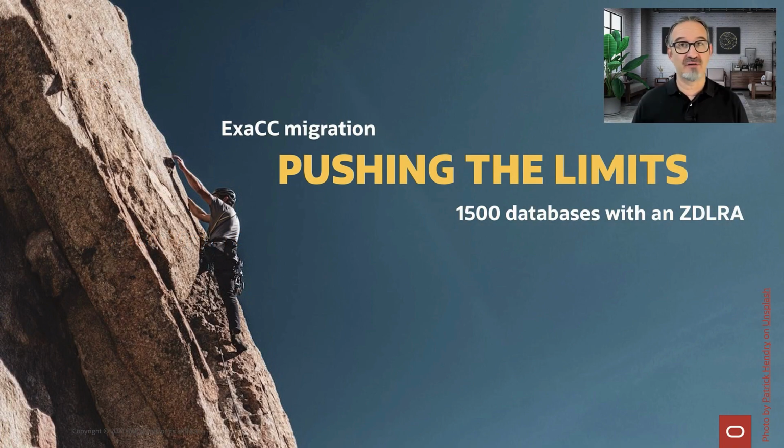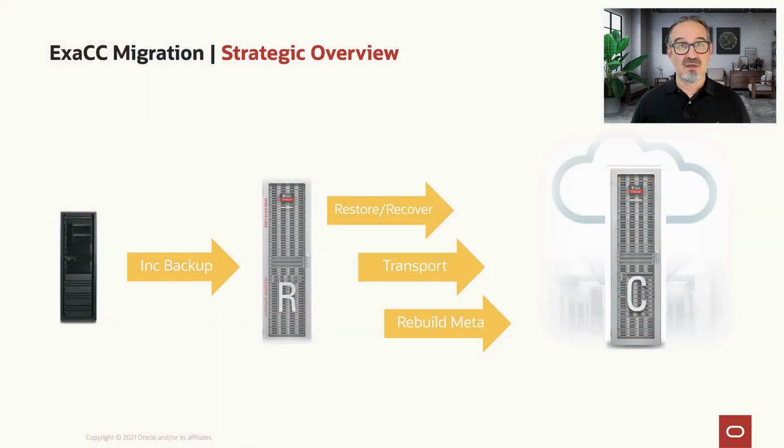Approximately 1,500 databases should be migrated to an XTTS environment. And in this case, we use a zero data loss recovery appliance. So the strategic overview is we have the AIX platform on the left side here on the slide. Then we do incremental backups to the recovery appliance anyway. And from there, we restore and recover and run the transport and rebuild the metadata to the XTTS.